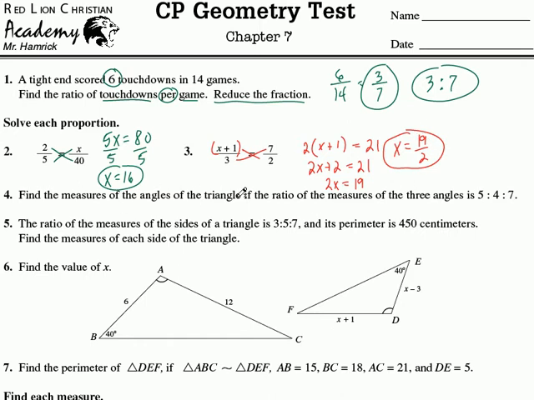Find the measures of the angles of a triangle. Find the measures of the what? The angles of the triangle if the ratio of the measures of the 3 angles is 5 to 4 to 7.